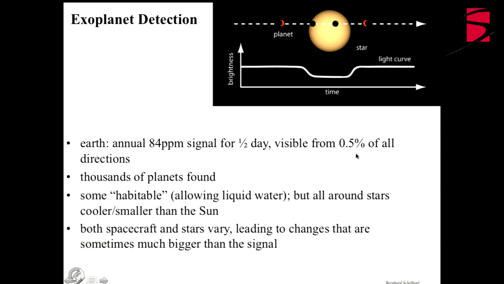With a uniform distribution over the sphere, we would have a 0.5% chance to be lucky and see Earth transits in front of our sun. And then if we did, we would see a signal of 84 parts per million that lasts roughly half a day.